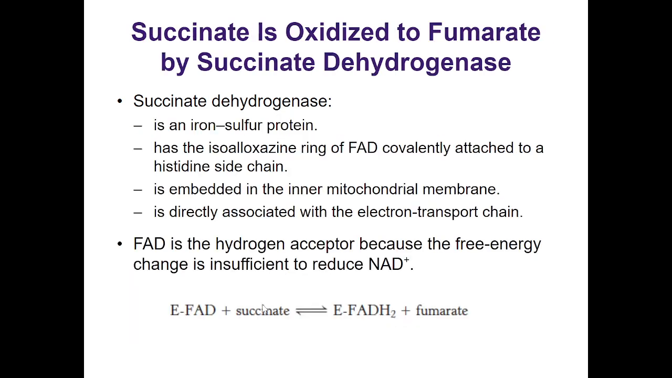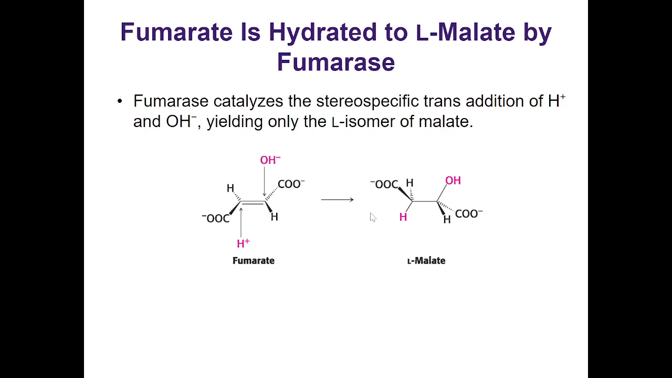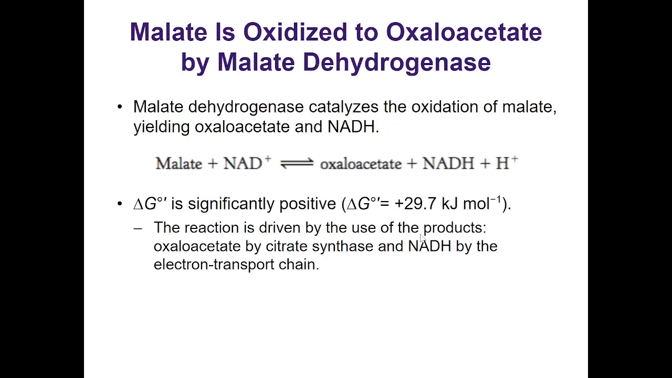Right there. Okay, and so the fumarase, this is going to catalyze the stereospecific trans addition of the H plus and OH minus. This is going to yield only the L isomer of malate. Remember that almost all enzymes, this is highly stereospecific because enzymes themselves are stereochemically active, right? They have only a single stereoisomer they'll make, usually. So the fumarate here, we're adding an OH on one side, we're adding an H plus on the other. That gives us the L-malate right there.